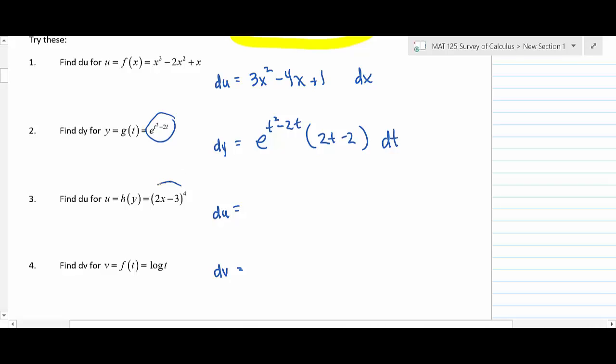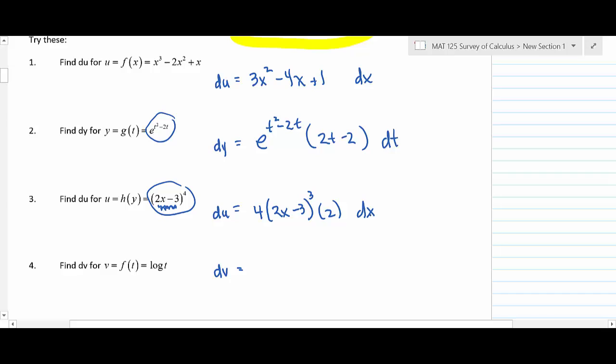Okay, how do you do the derivative on number 3? Chain rule. Okay, so you're going to bring the 4 down. You'll have 2x minus 3 to the third. What else do you got to do? Times 2. Derivative of what's inside. Derivative of 2x minus 3 is 2. Then you have what at the end? dx.